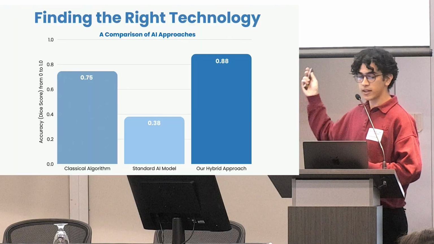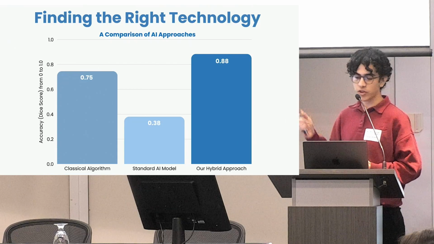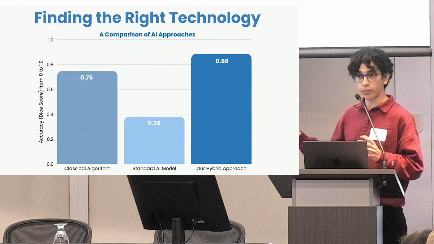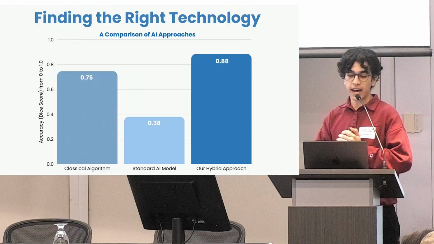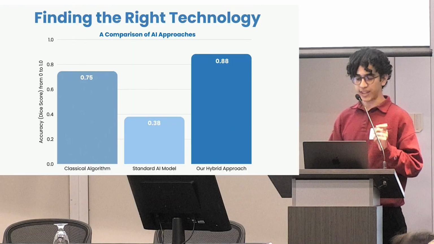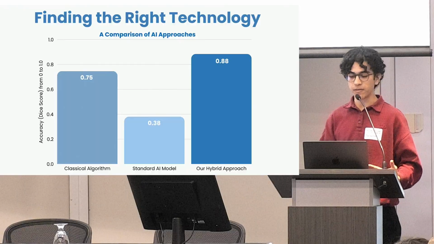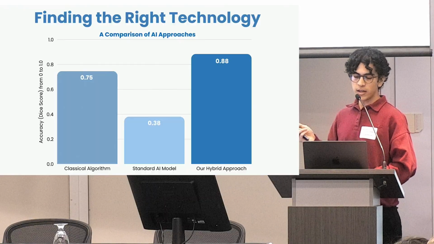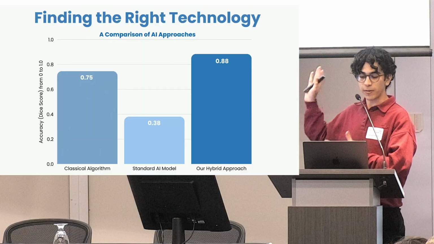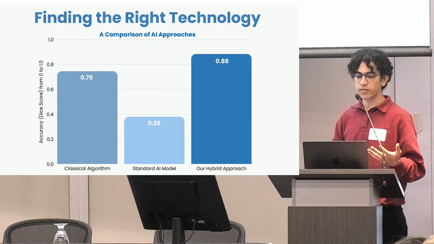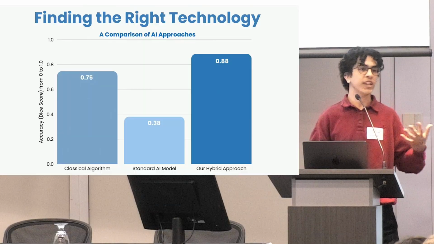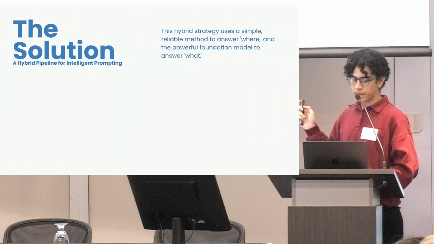Lastly, we have our hybrid approach, which is a massive improvement compared to the other ones. We achieved an accuracy score of nearly 0.9, proving that this was the most robust and data efficient method that we could use. So we're confident that we found the right technology for the job. So let me briefly show you how this winning approach works.